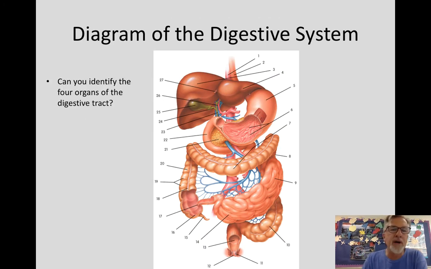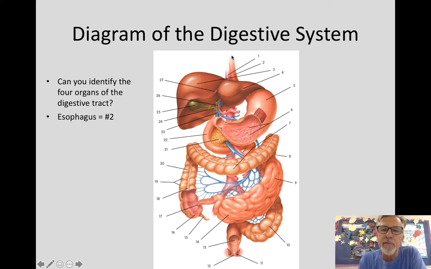Can you identify the four major organs of the digestive tract that I just outlined? The esophagus, the stomach, the small intestine, and the large intestine. And to situate you in this diagram, we are looking at a dorsal view. It's as if we're looking from behind at the viscera. The esophagus is this tube labeled with a 2 here. And the way you can tell it is because it passes into the stomach. So the esophagus goes from the throat or the mouth all the way down into the stomach.